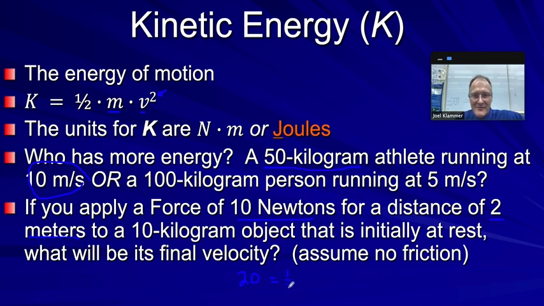So what's the final velocity of our person or object? Well, if you just plug in that 20 and set it equal to 1/2 mv squared, you'll end up with, okay, this is 5. Divide both sides by 5, we get 4 equals v squared. And voila, what's the final velocity of our object? It has to be 2 meters per second.